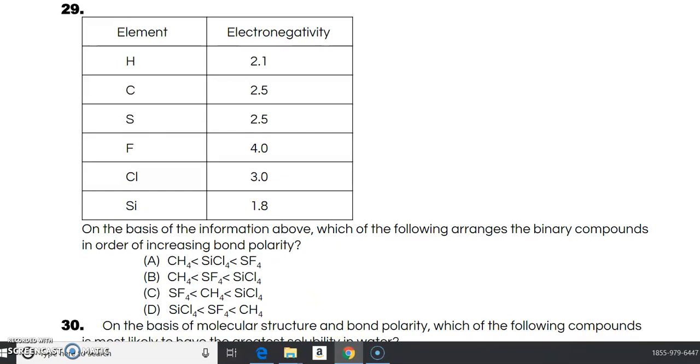We have methane. If you took the difference between carbon and hydrogen, you're going to have an electronegativity difference of 0.4. If you took the electronegativity difference of silicon and chlorine, it is going to be 1.2. And finally, when you take the electronegativity difference between sulfur and fluorine, you will have a value of 1.5. So practice with the other sets and notice the numbers.